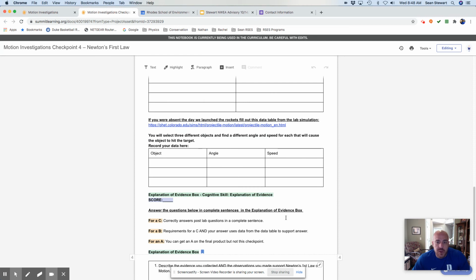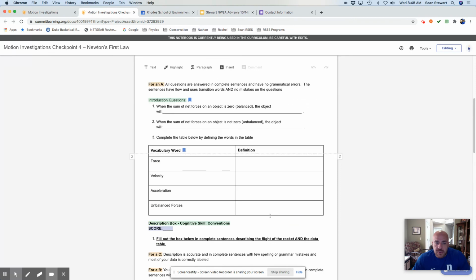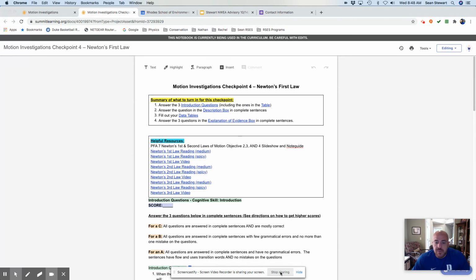You can pick the one we did outside or the simulation we did on the computer. Either way is fine. And there is no graph for this checkpoint, so it should be a pretty quick checkpoint, the hardest part being that last section.